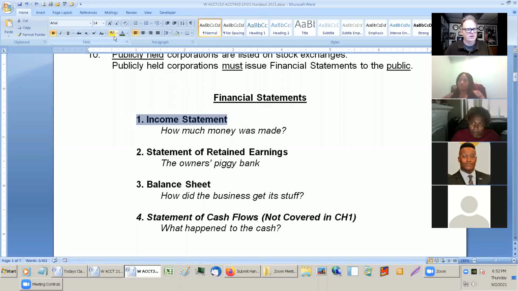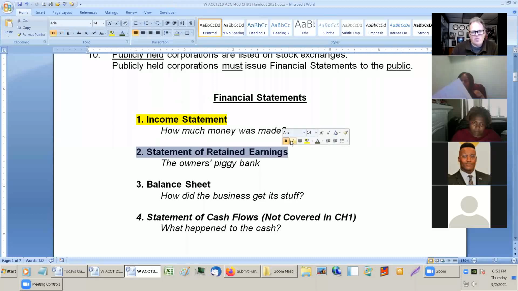So the income statement is sort of like what we talked about earlier, revenues versus expenses. How much money came in, what went out, and what's left over. Hopefully more money came in than went out. Obviously, you want to have that scenario. So that'll tell you how much income you made, or how much profit you made on the business.